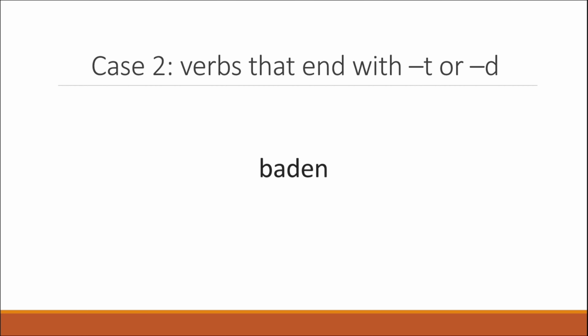Here you can see a second example. If we consider the verb baden, which is also going to end with d, the root of baden is going to end with a d, then we're simply going to add an e right between the d and the t we would normally substitute. So in this case, the past participle of baden is going to become gebadet.